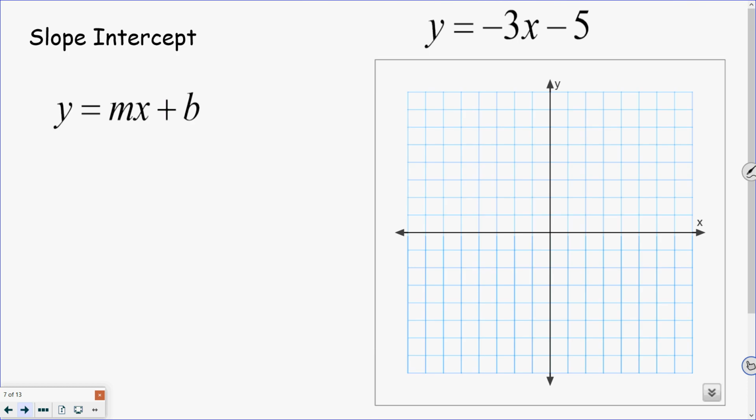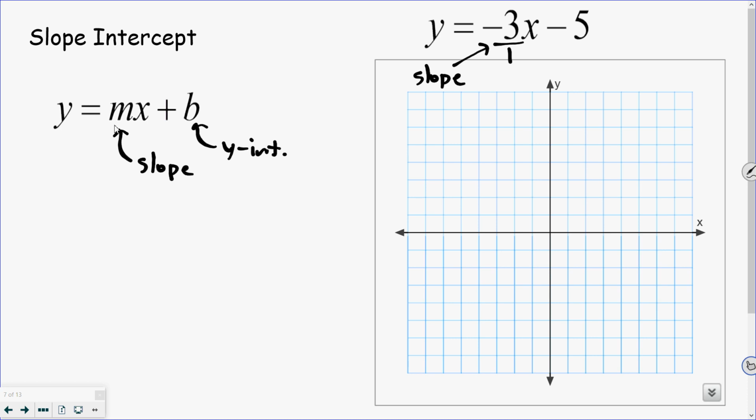Okay, the second thing we're going to talk about is if the equation is in slope-intercept form. We use this slope-intercept form a lot. It's really important. Slope-intercept form means that y equals mx plus b. m is the slope, and b is the y-intercept. So if I want to graph a line and I have it in slope-intercept form, like look at this example up here, I have y equals negative 3x minus 5. That means negative 3, or I'm going to write it as a fraction, negative 3 over 1, that's the slope of the line.